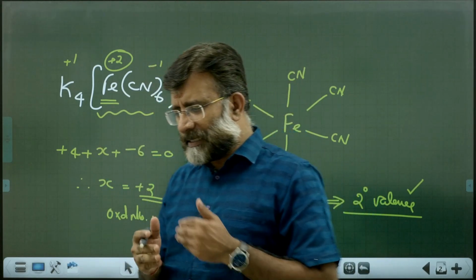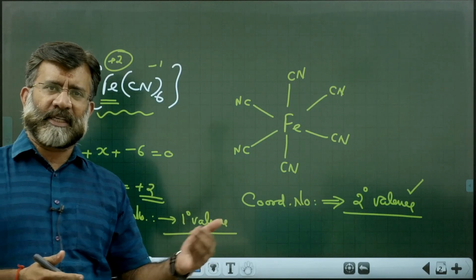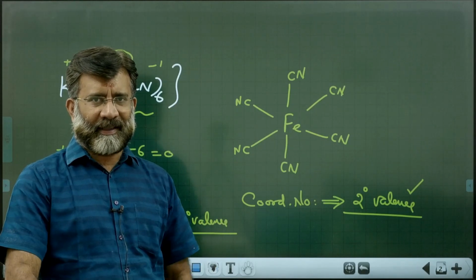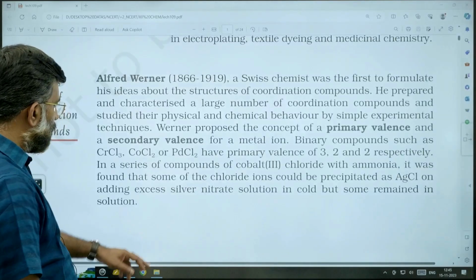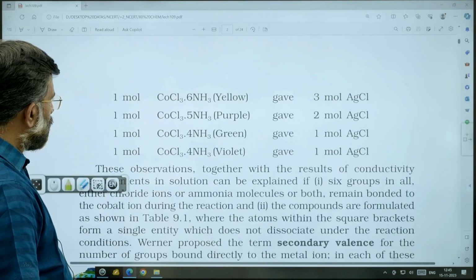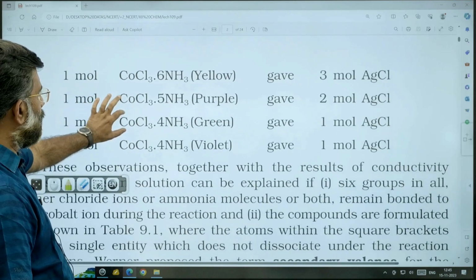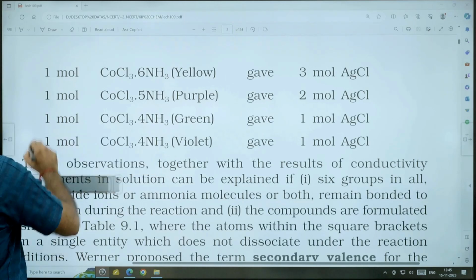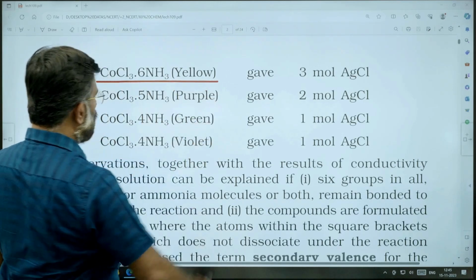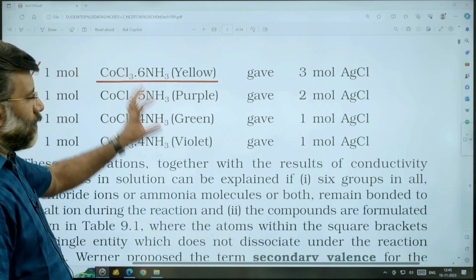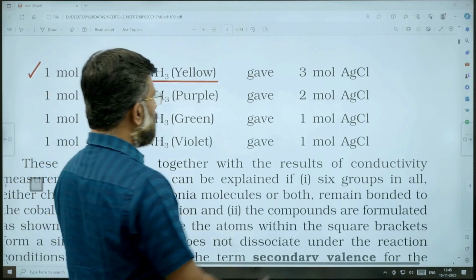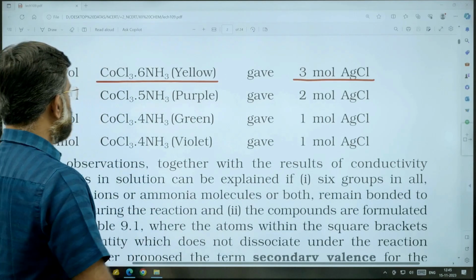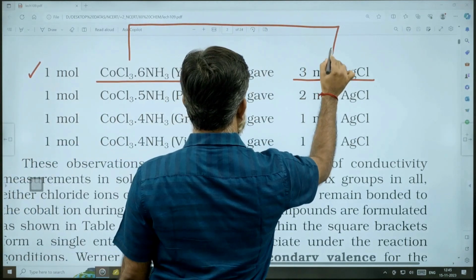Okay. To understand this idea, he investigated a lot of simple experiments: conductometric experiments, electrolytic experiments, and precipitation reactions. Some of the examples are quoted in the textbook. You see a compound taken under different experimental conditions. For example, in the first experiment, 1 mole of this yellow colored complex was taken, which gave 3 moles of AgCl precipitate when treated with silver nitrate. This complex was treated with excess silver nitrate.